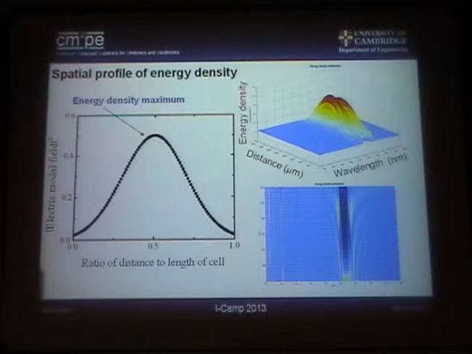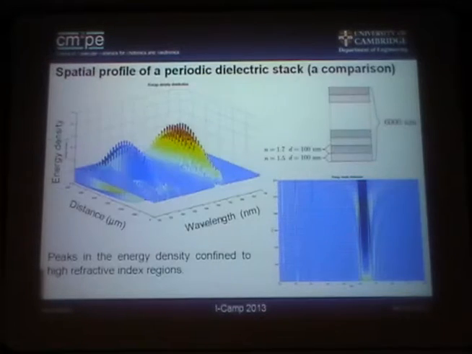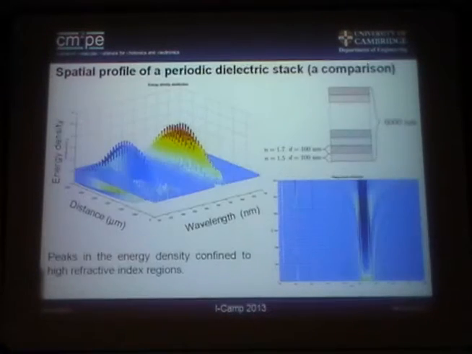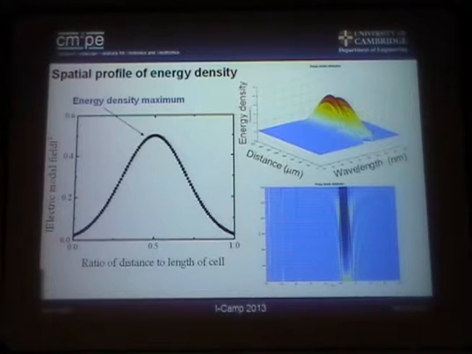The interesting thing here is it's quite different because of the soft nature, if you like, of the helical structure. It's quite different to a periodic dielectric structure, where rather than a nice smooth profile of the energy density through the cell, you see a very oscillating structure. That's because the energy is usually confined in the high refractive index regions, and then it drops. So the nice thing with the helical structure is you get this really nice profile of the energy distribution throughout the cell.